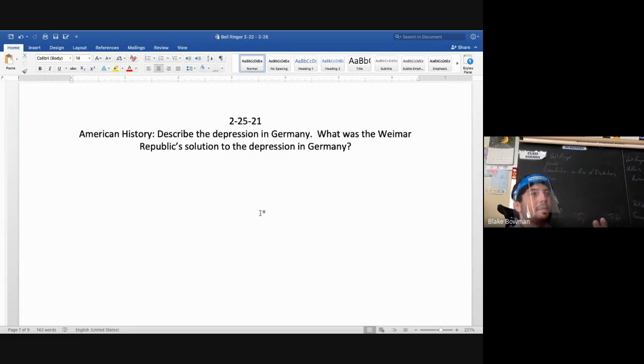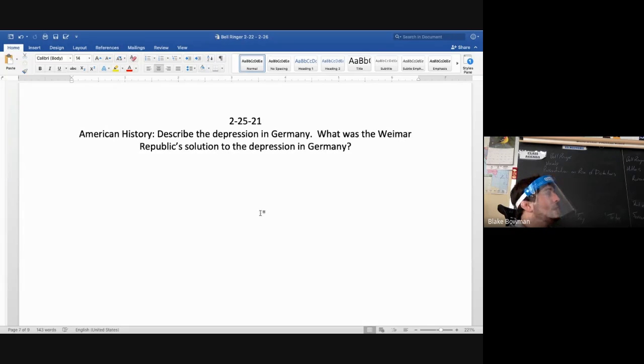So it was German government, and what kind of government was it? Democracy. Yeah, it was democracy. Good job. So people voted in elected officials to help them out through difficult and hard times, right? And to make decisions for the people.